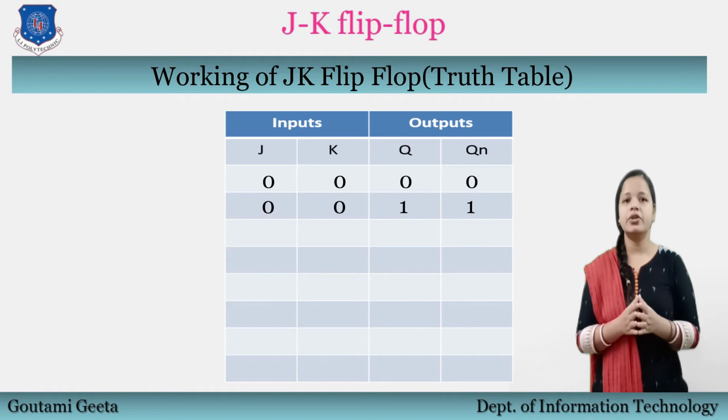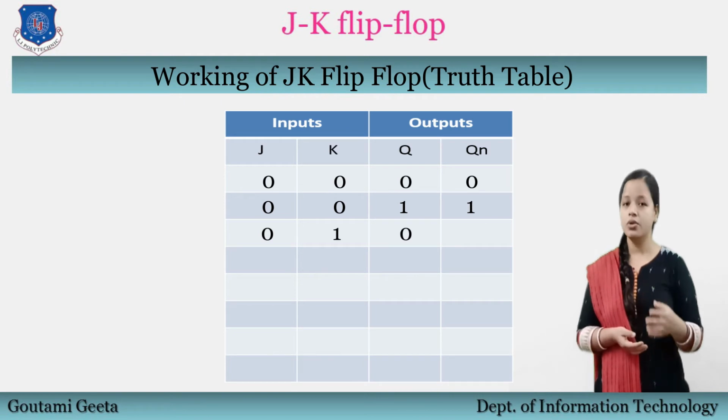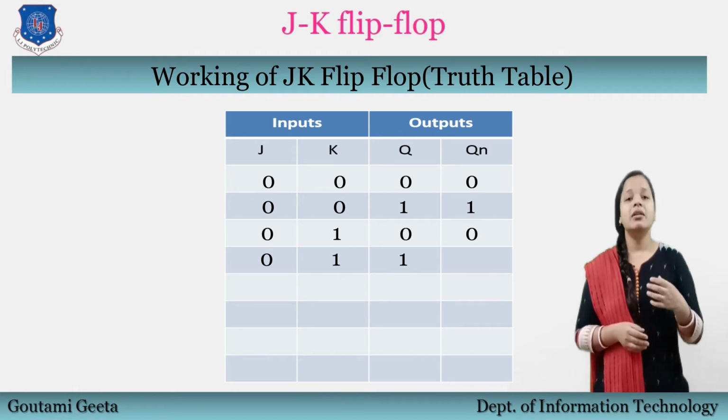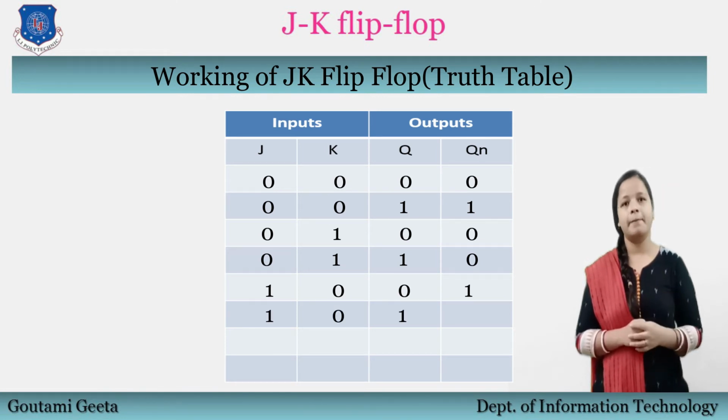When J is equal to 0 and K is equal to 1, for Q is equal to 0, we get Qn is equal to 0. And for Q is equal to 1, we get Qn is equal to 0 again. When J is equal to 1 and K is equal to 0, for Q is equal to 0, we get Qn is equal to 1. And for Q is equal to 1, we get Qn is equal to 1.